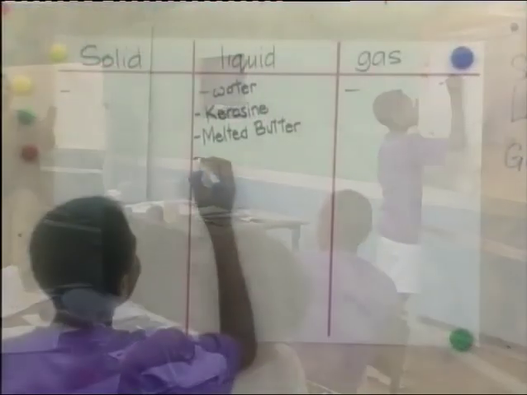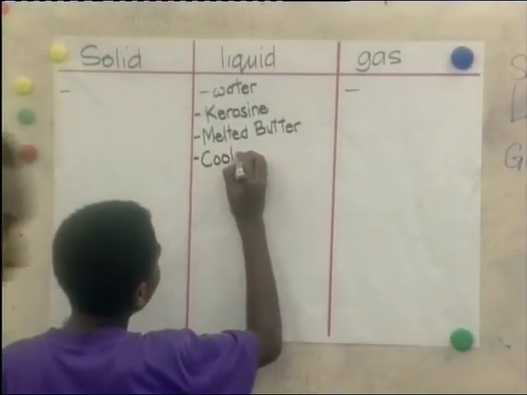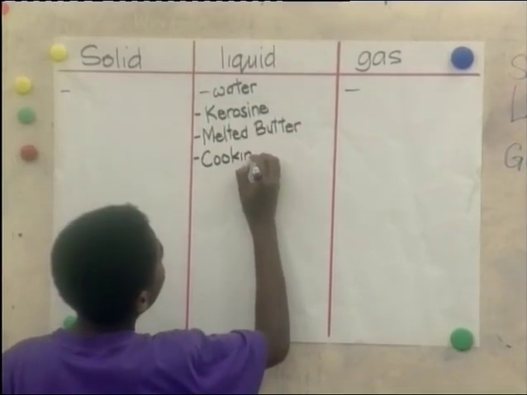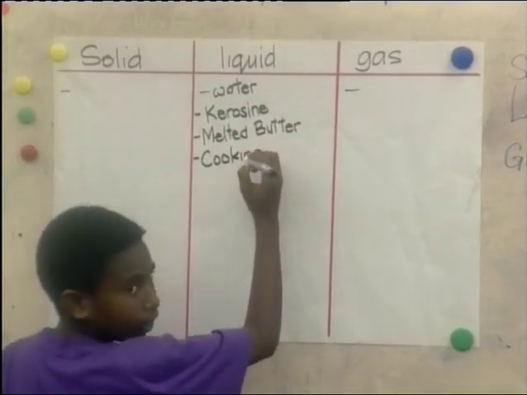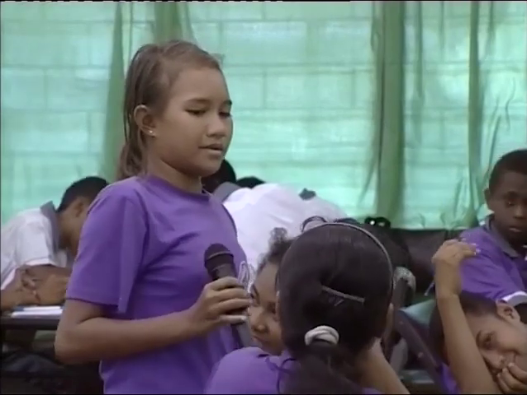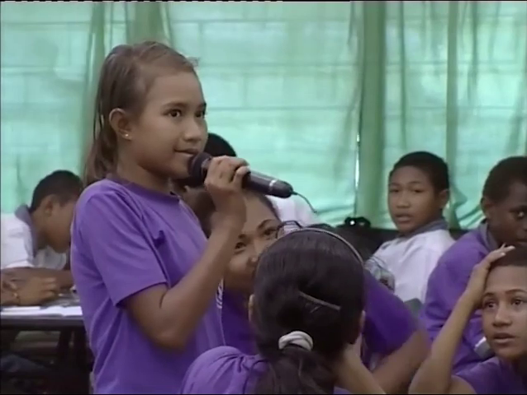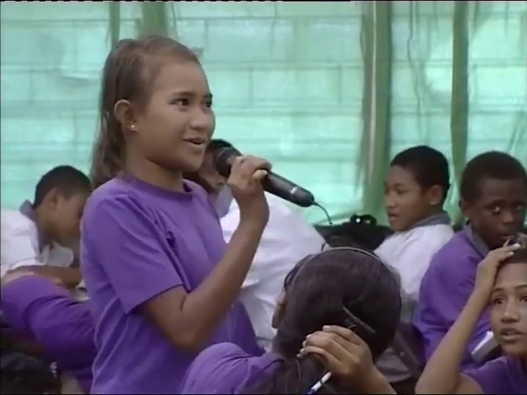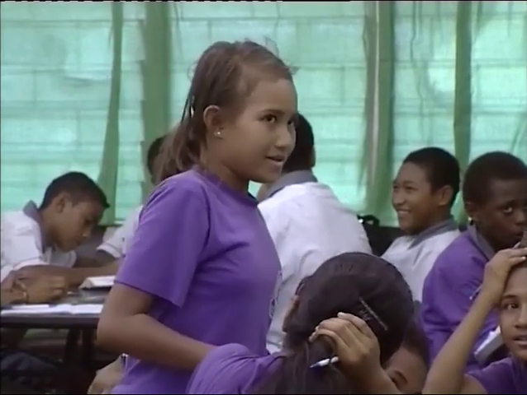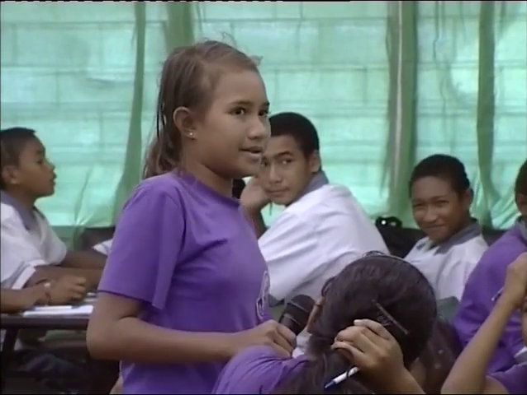What about the two other groups? We have Samantha, Elizabeth and then Helen. Coke. And what state is it? Coke. I guess. Coke is a gas. The drink Coke. Coke is a gas.